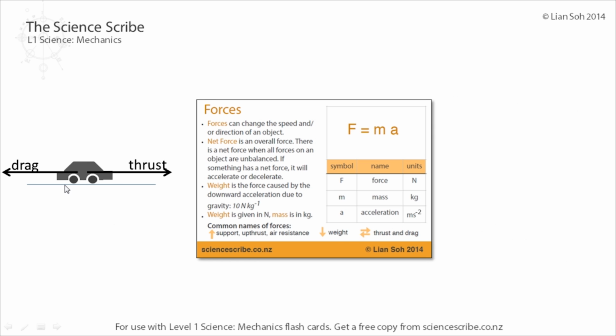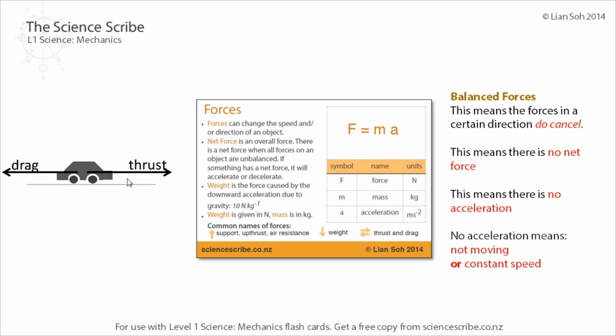Now, in another case, let's say we have the exact same car, but this time in the horizontal direction, drag and thrust are the same. Because those two forces are exactly the same size, I've got something called a balanced force, and that occurs when all those forces in that direction, in the horizontal direction, cancel out to zero. Now that means there's no net force, which means the value for F here must be 0.